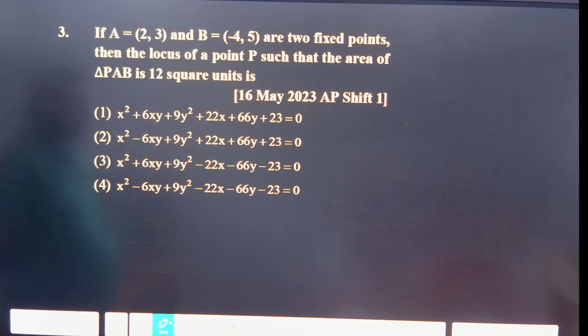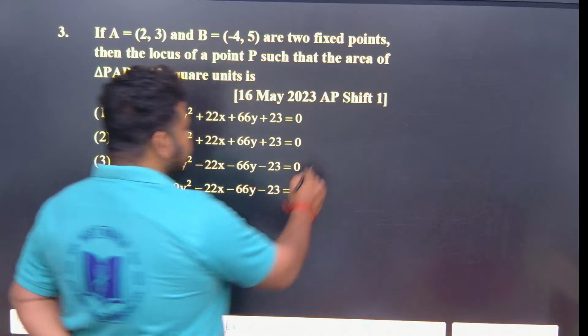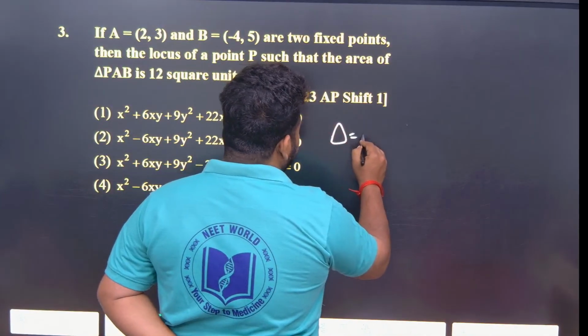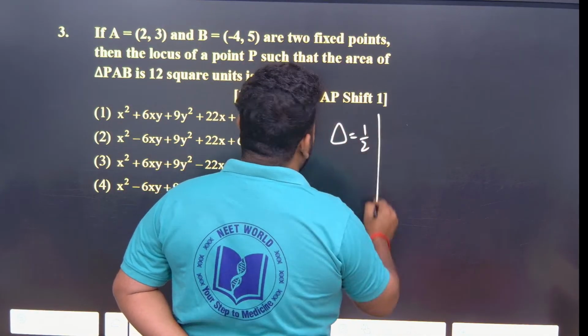They have given: if A and B are two fixed points, then the locus of a point P such that area of triangle PAB is 12 square units. You can also use the ladder formula. Area of triangle PAB is 12 square units. So what you will do? Delta is equal to half into what can I write?